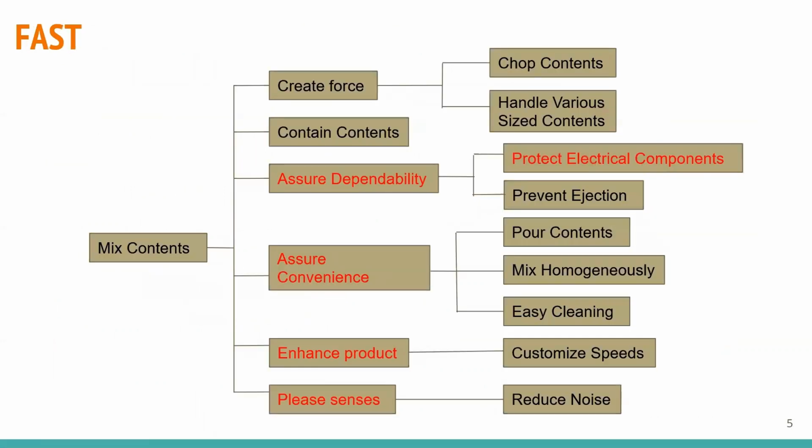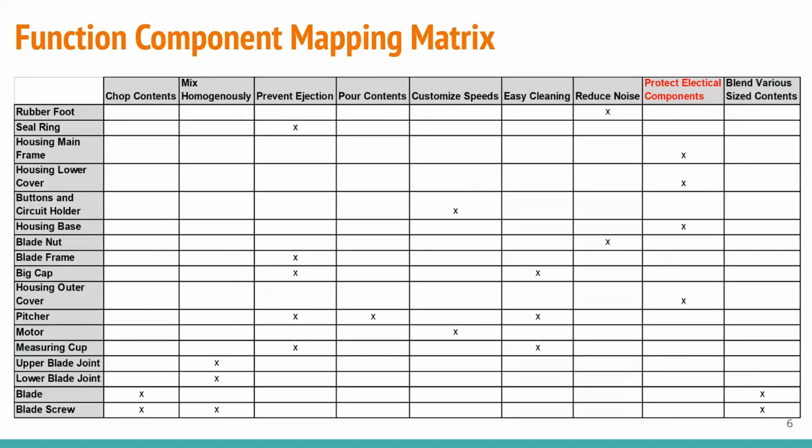This FAST diagram breaks down the functions desired in an optimal blender. We have two main functional branches that relate to chopping the contents while keeping them secure within the jar of the blender. Here we have our function component mapping matrix, where we map the components of the blender assembly to the leaves of the FAST diagram. The leaves are the basic functions performed by each of the components.